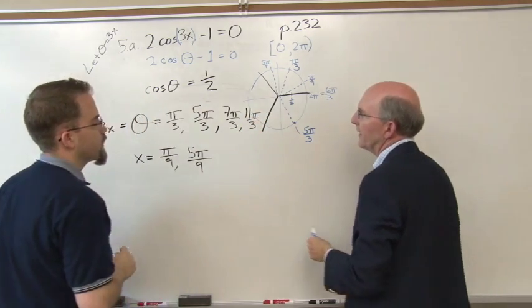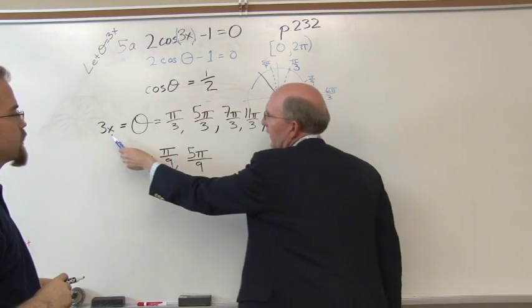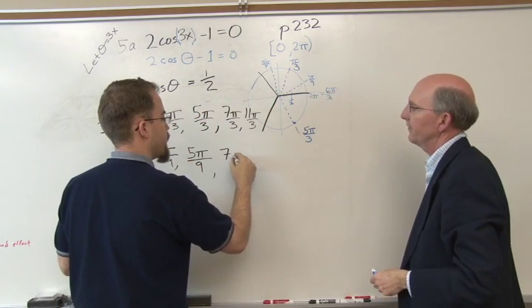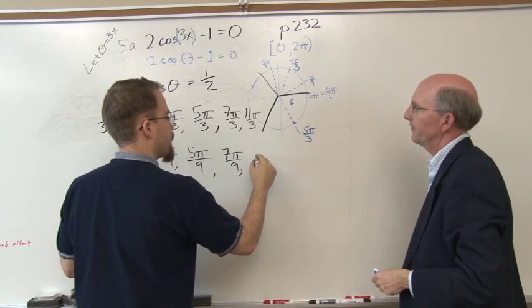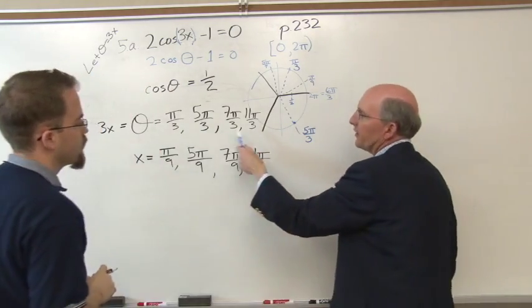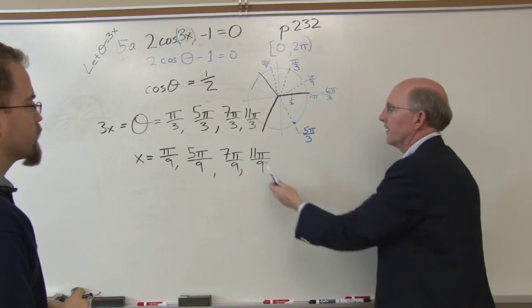Excellent. So at this point, since we have more angles that have a cosine of a half, we can now divide by 3, pick up more solutions, and get 7 pi ninths and 11 pi ninths. So when you have a third and you divide by 3, it's the same as taking another third. A third times a third is a ninth.